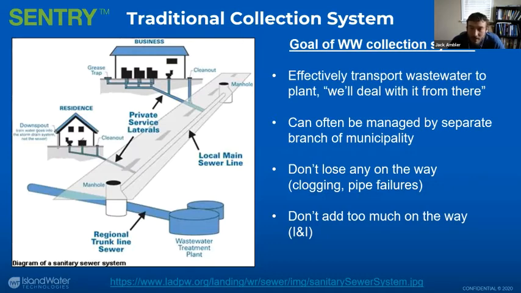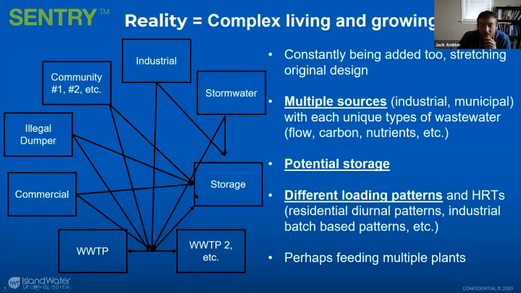In the simple image on the left, you've got a business or residence leading up to one wastewater treatment plant. All seems very easy. The goals are: don't lose any on the way due to clogging or pipe failures, and don't add too much on the way due to inflow and infiltration. So that's the traditional view of a collection system.